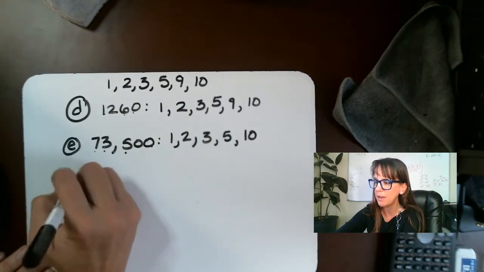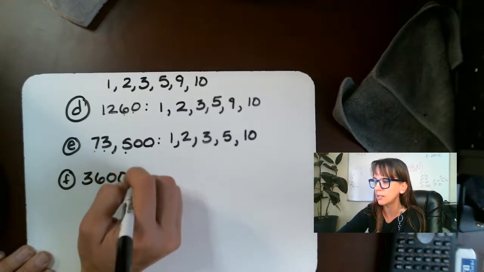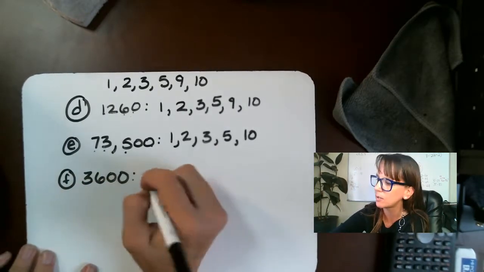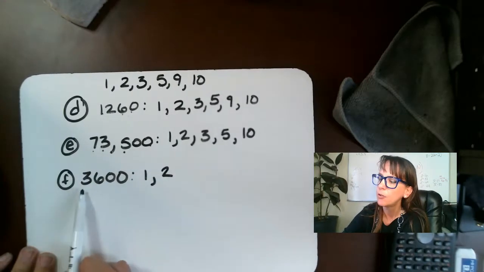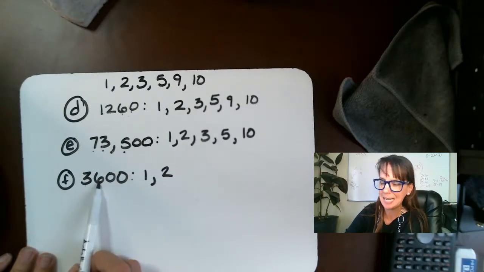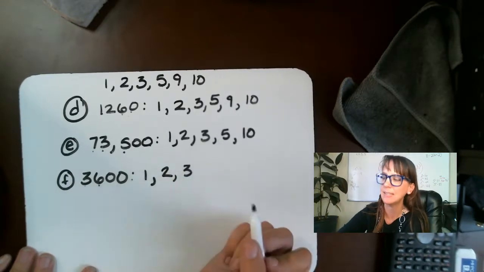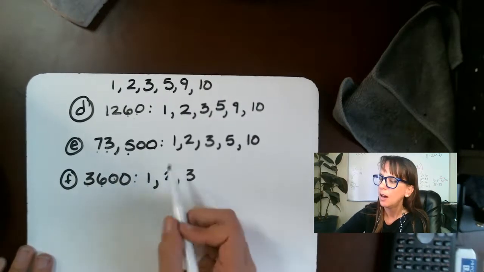All right, so for F, we have 3,600. All right, so we know that 1 goes into it. What about 2? Yes, because it ends in an even number. 3 plus 6 equals 9. Does 3 go into it? 9? Yes, then 3 is going to go into this number.